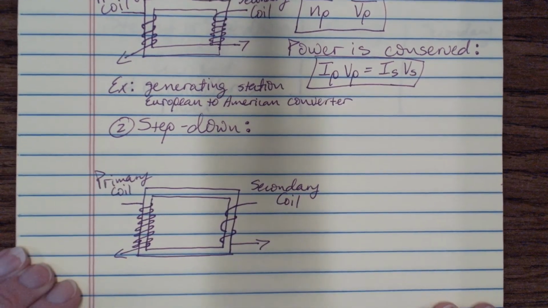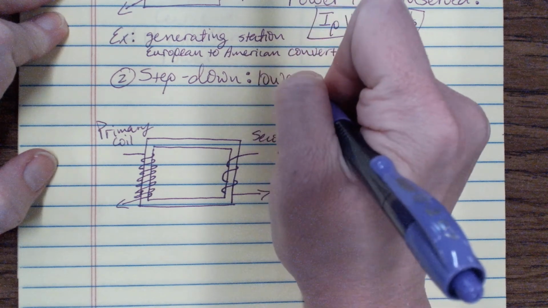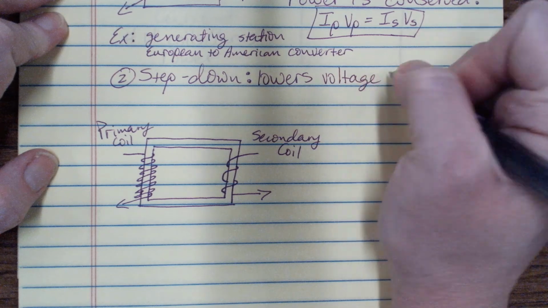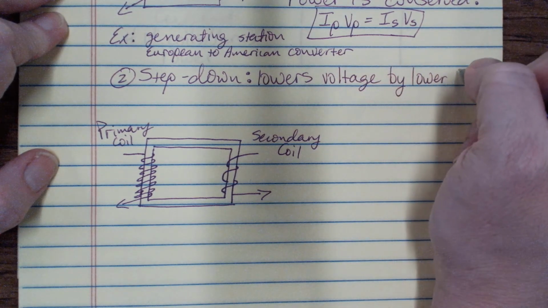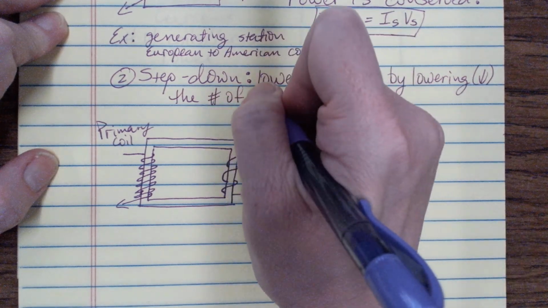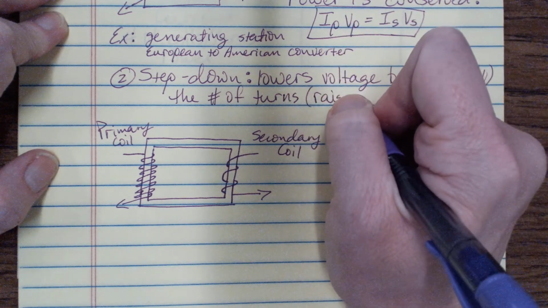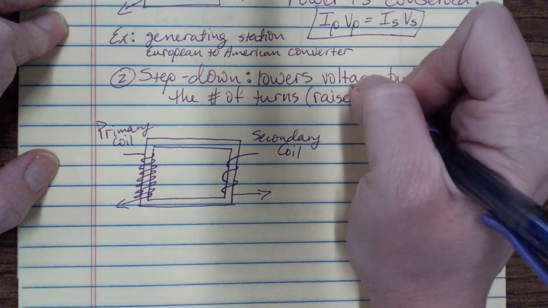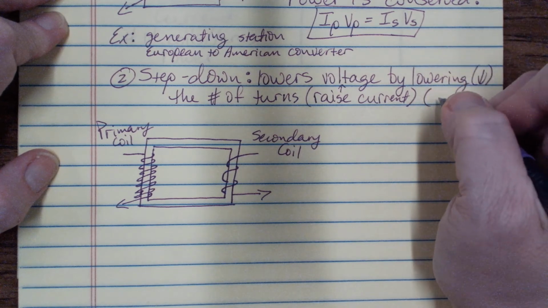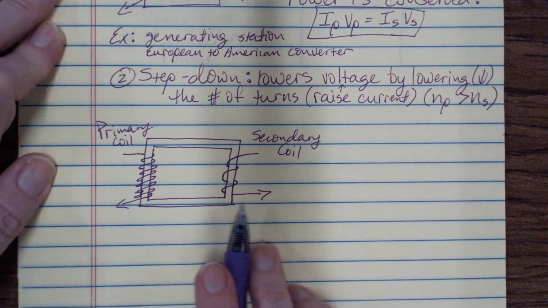All right, so then we have step down transformers. And so again, you might want to pause the video and draw this, okay? But a step down, so this lowers the voltage, okay, by lowering, decreasing, right, the number of turns. So this is going to raise the current. So it raises the current. And so the number of turns on the primary coil is always greater than the number of turns on the secondary coil. So this one has a bunch, this one has less, okay?